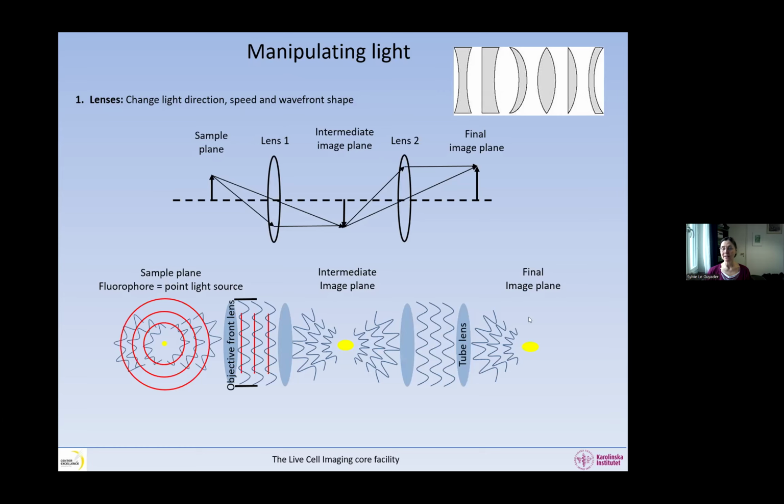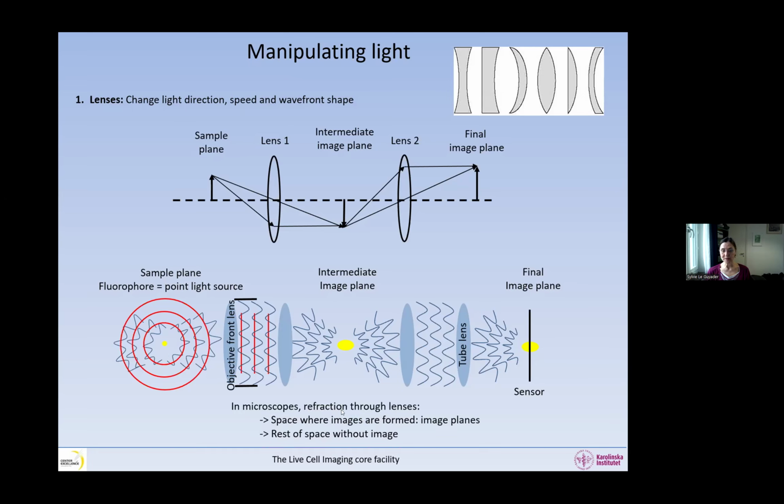And what we do here is that we record. This is where we put our sensor. It can be detectors, it can be a camera chip, but this is where we record. So what we're recording is the final image. This is the way it works for every single fluorophore in our sample.